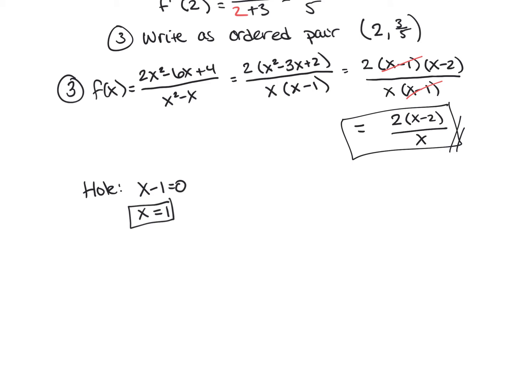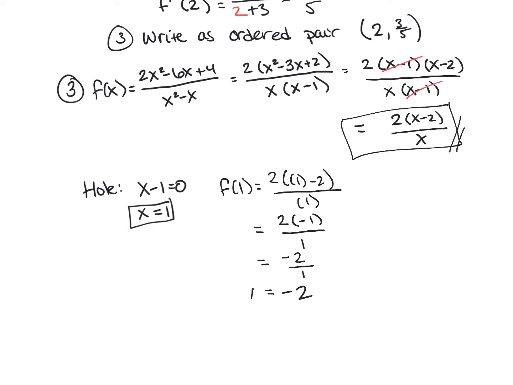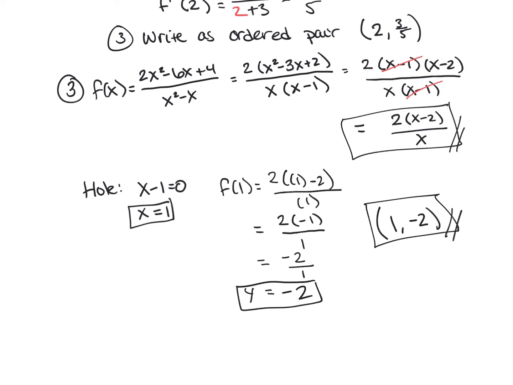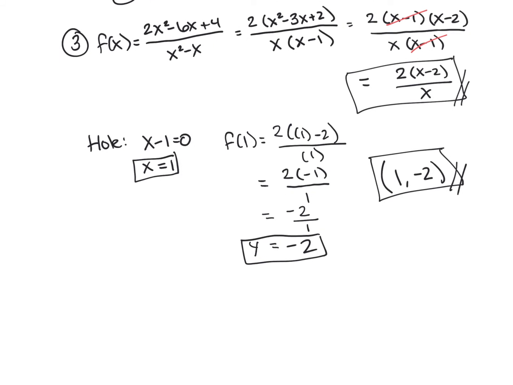Second thing we need to do is find the y value. So I'm going to take this 1 and plug it into the equation. So we get 2 times (1 - 2) over 1, which is 2 times -1 over 1, or -2 over 1, which is just -2. So we've found the x value and the y value of our hole. And the last step is we want to write this as a point. So my hole, or my open point, is going to be at (1, -2). So these are some of my new features.